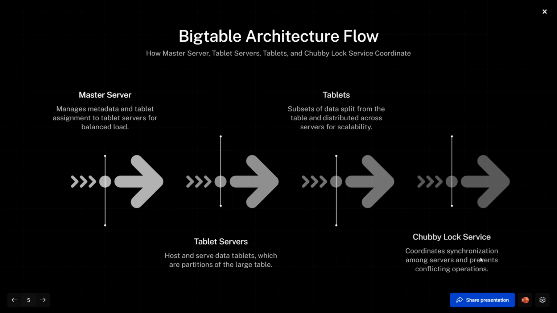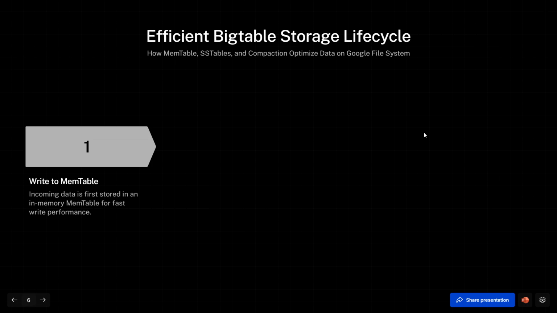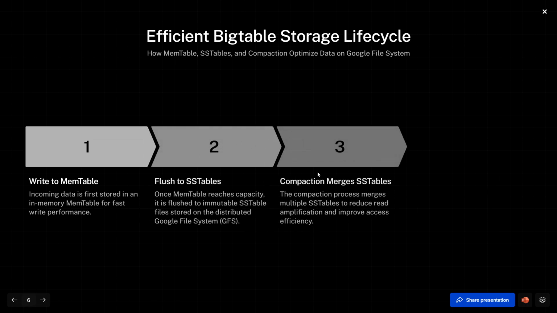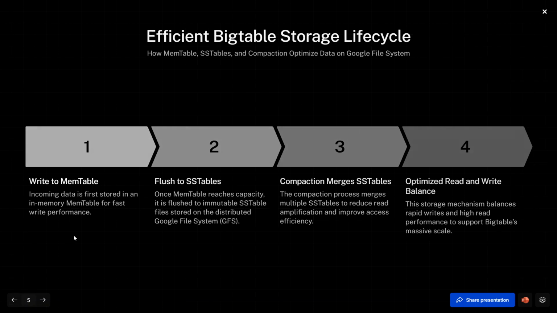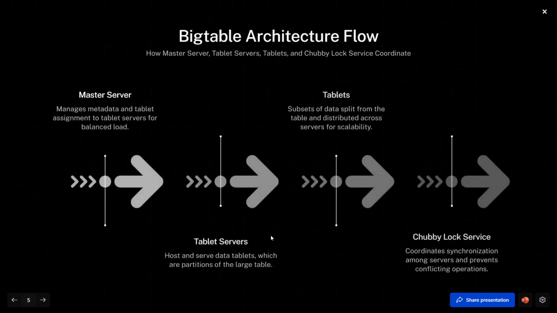And Chubby, a lock service, ensures reliable coordination and configuration management across servers. Google File System provides durable distributed file storage for Bigtable's underlying data. Together, these components allow Bigtable to handle thousands of concurrent operations with fault tolerance and speed.